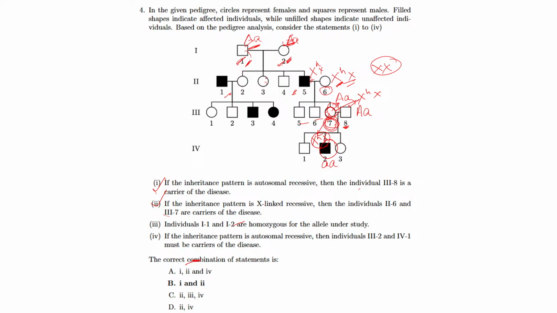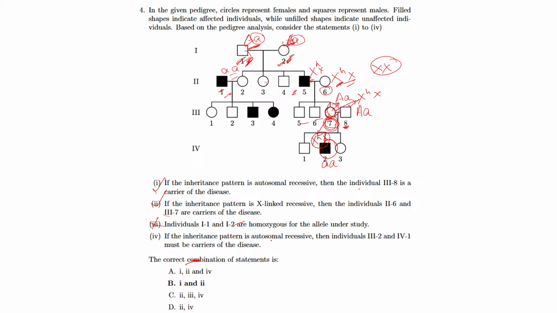There is a generation skip over here. So I can clearly see that the parents are unaffected, but the children are affected. This means that there is a recessive character associated with this, which is transferred to the further generation. So this option is wrong.